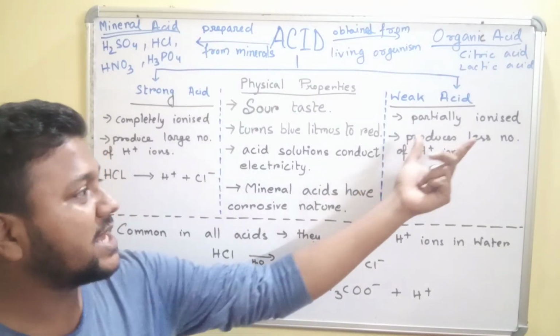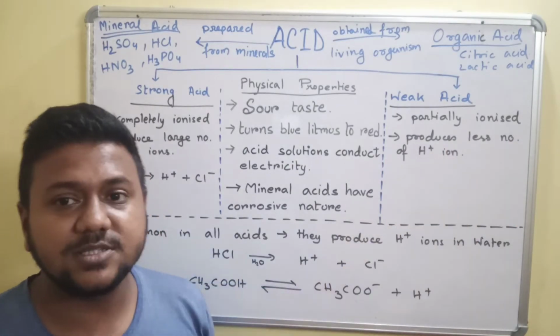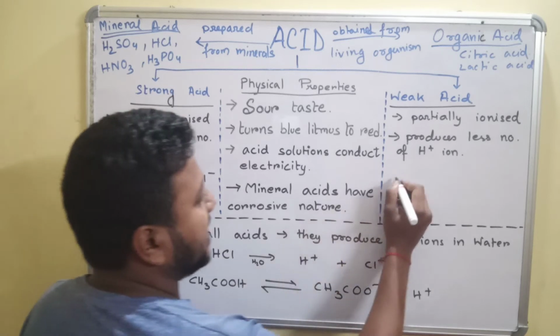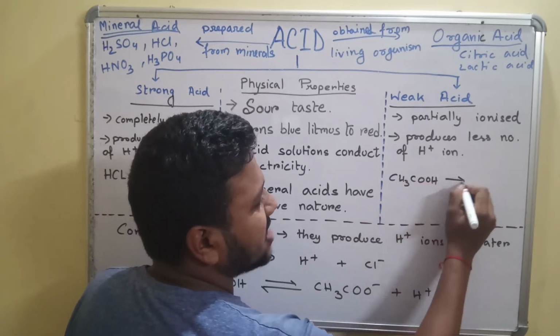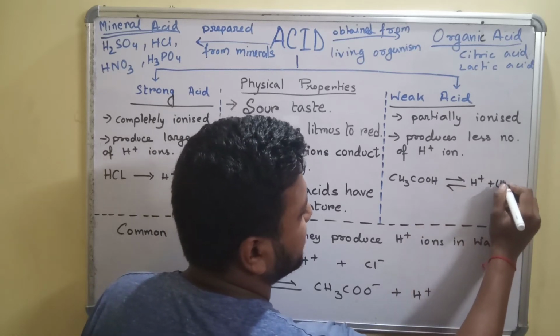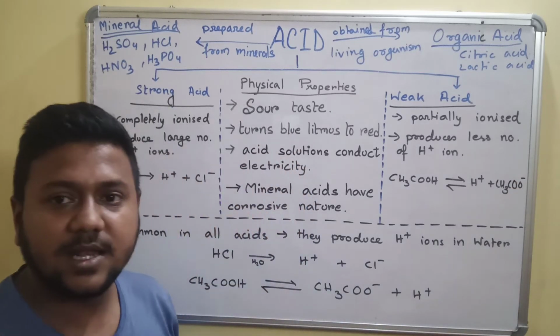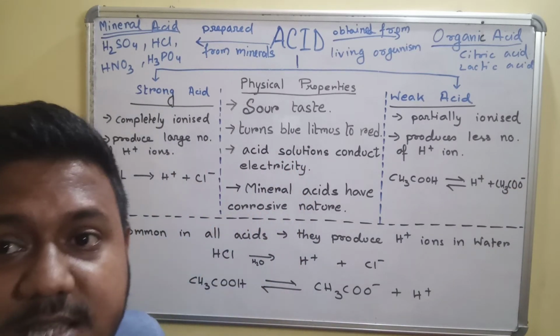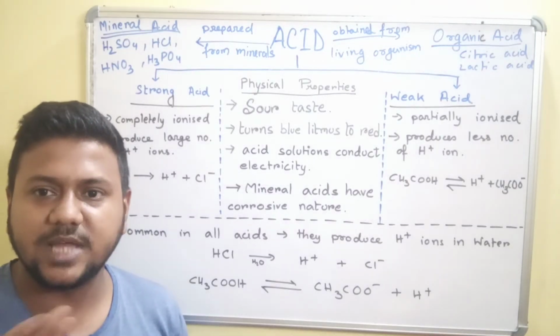But a weak acid is partially ionized and produces fewer H+ ions. So we can write CH3COOH partially ionizes into H+ and CH3COO-. Clear? Till here I think everything is clear. If it is not clear, you can watch the video again. Hope that will be clear.